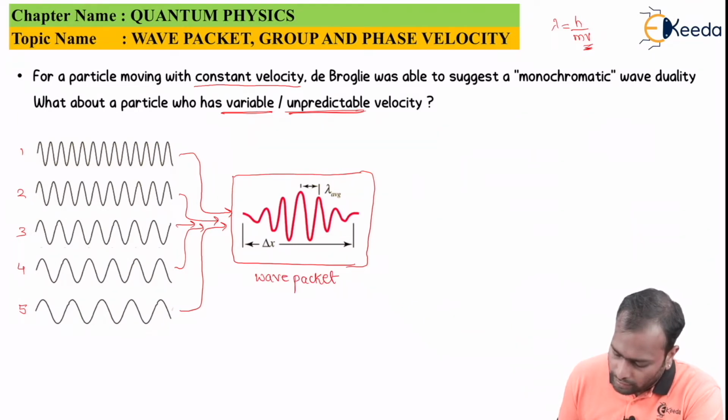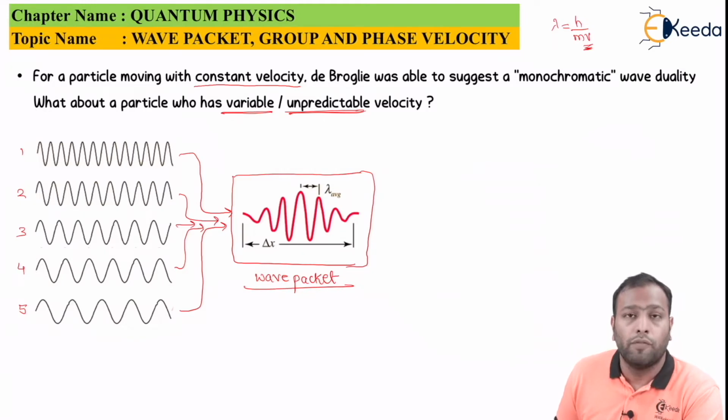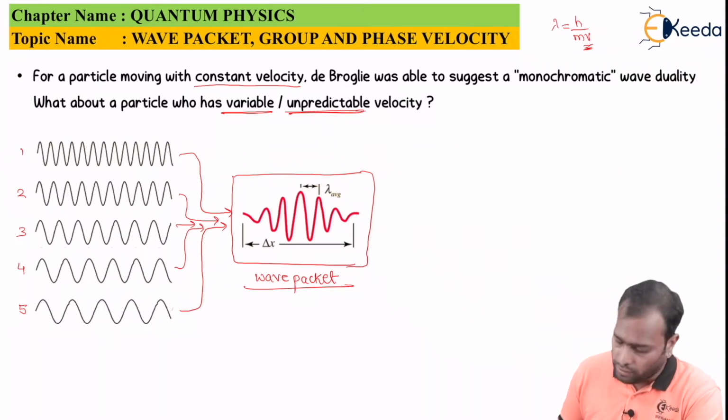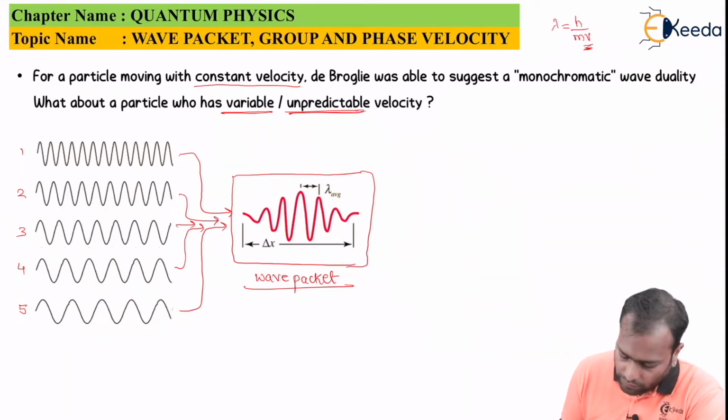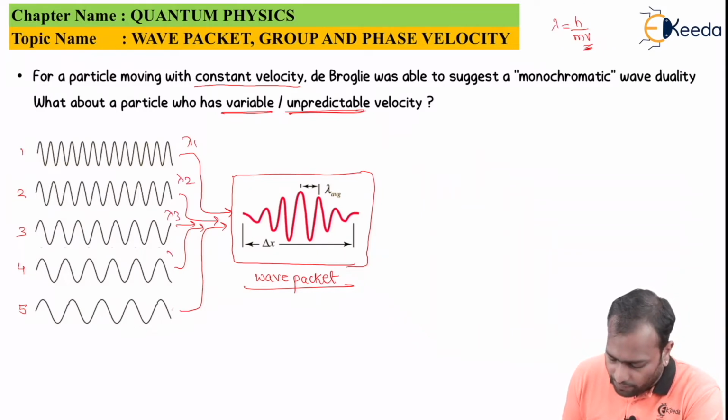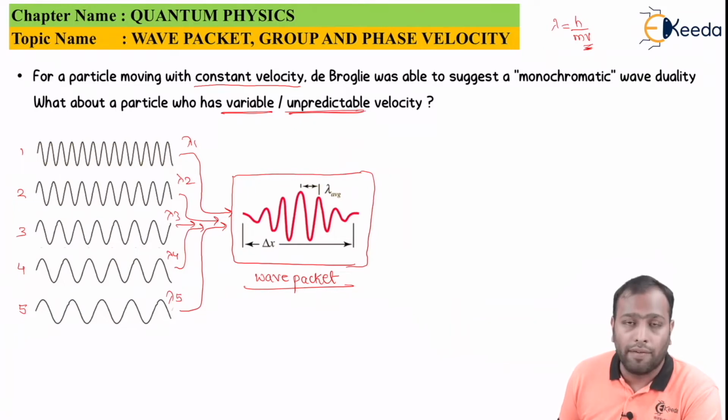Now, the name wave packet was suggested by Schrodinger because this wave contains the wavelengths of all the composition waves. Basically, here let's say the wavelength is lambda 1, here it is lambda 2, lambda 3, lambda 4, lambda 5, and so on and so forth. All of these, having constructive interference, will be produced in this wave packet.